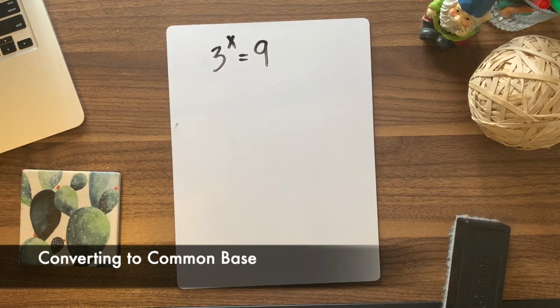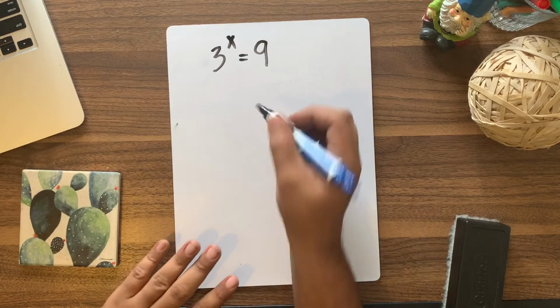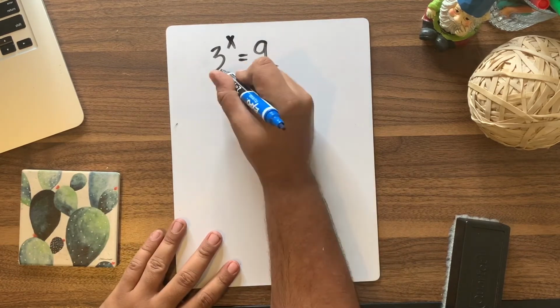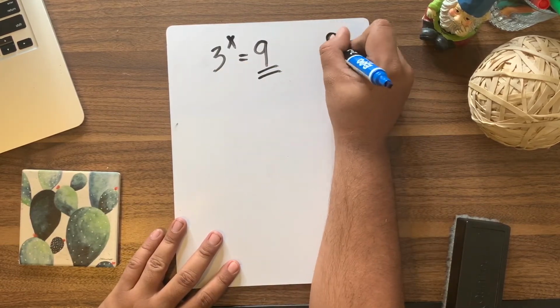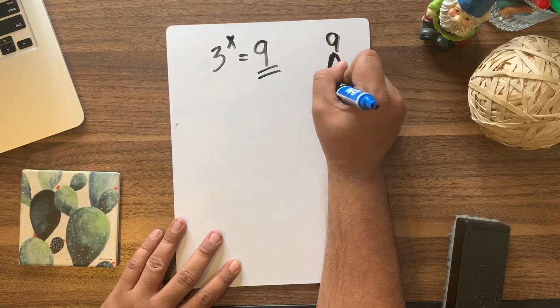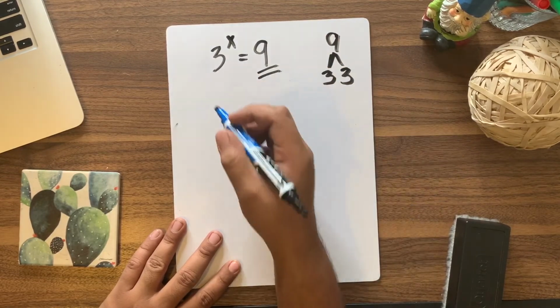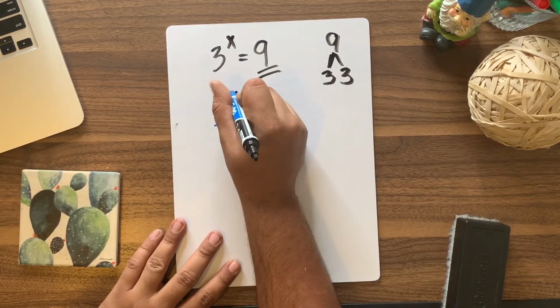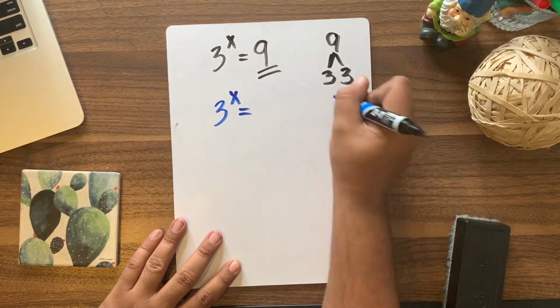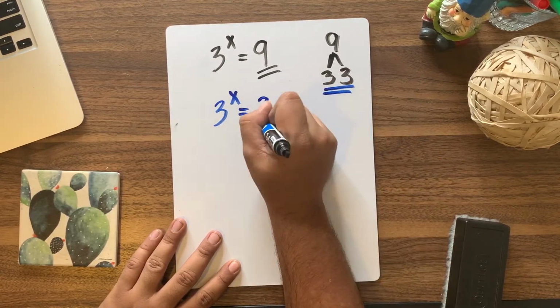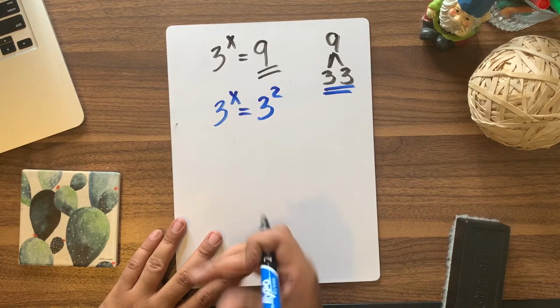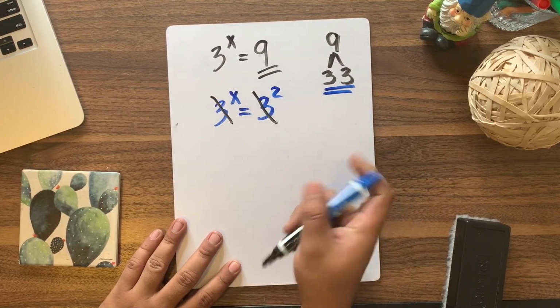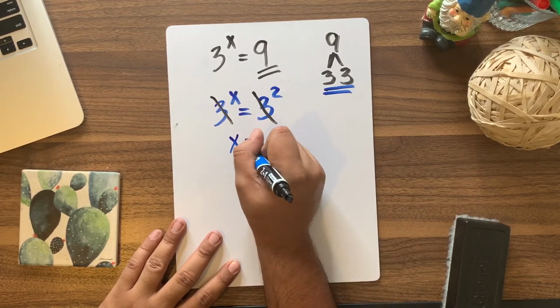Now what happens when you don't have common bases and you want to do it this method? Sometimes you can transform the 9 into the base of 3. So I know 9 is made out of 3 and 3. So in reality, 9 can be written as 3 squared. Then they do have common bases, so x must be 2.